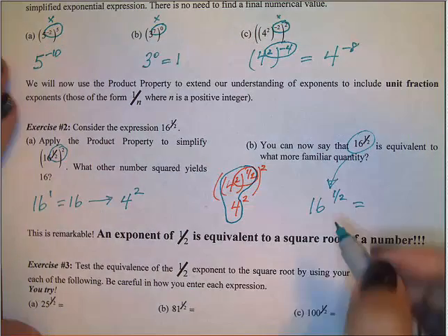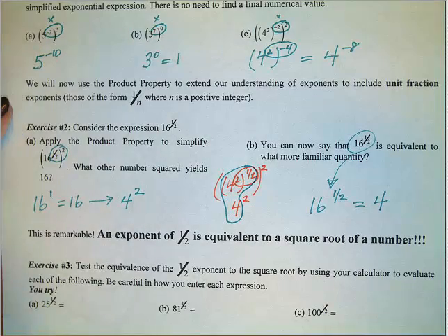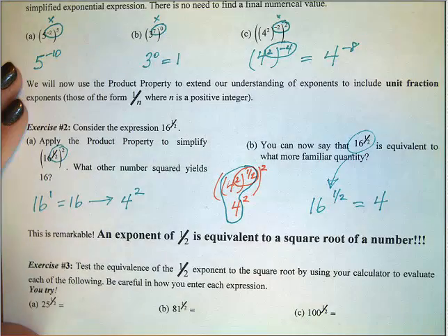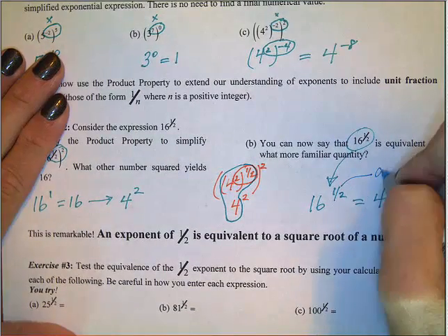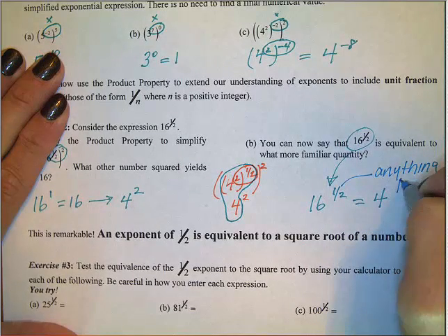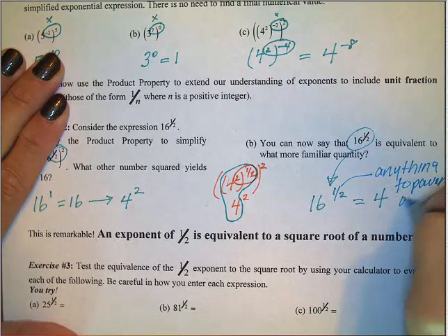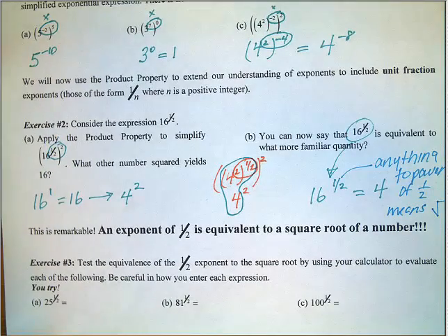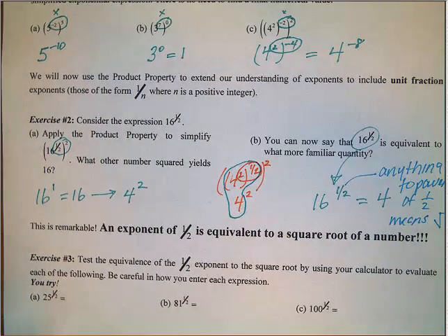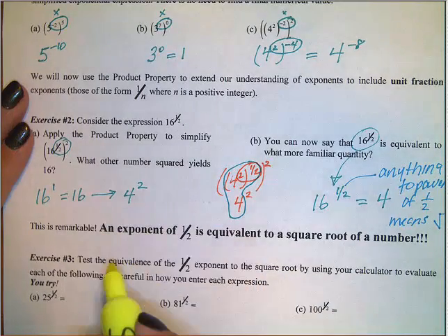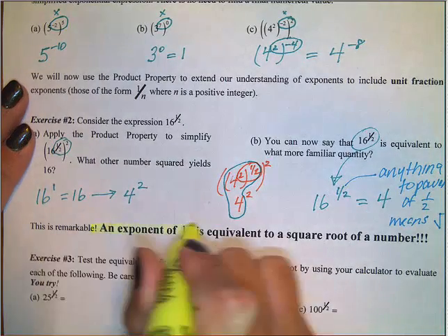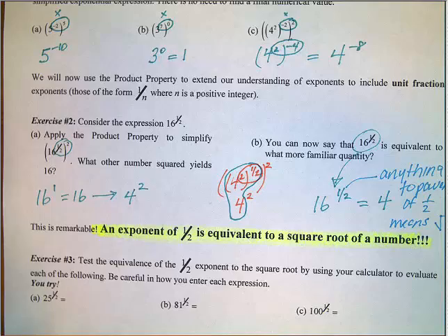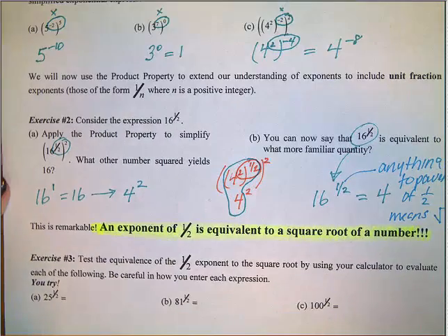So anything to the 1/2 power means what? Let's write this one down. Anything to the power or exponent of 1/2 means square root or radical. Okay? Oh, look, I wrote it in giant bold. This is remarkable. The exponent of 1/2 is equivalent to the square root of a number. And it's very, very important that you just see and know that.